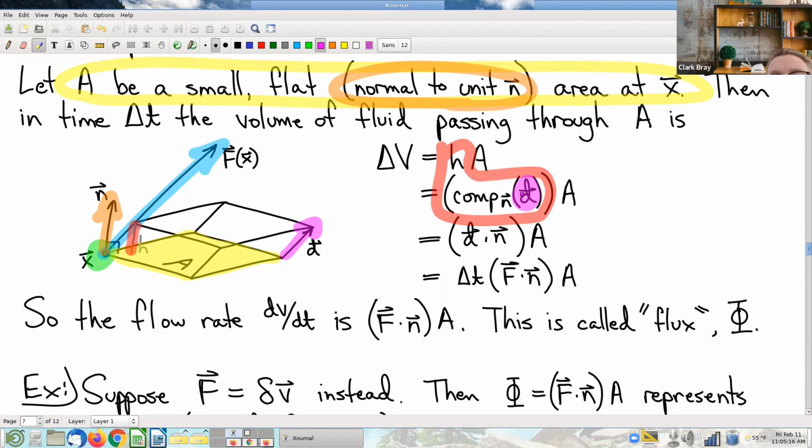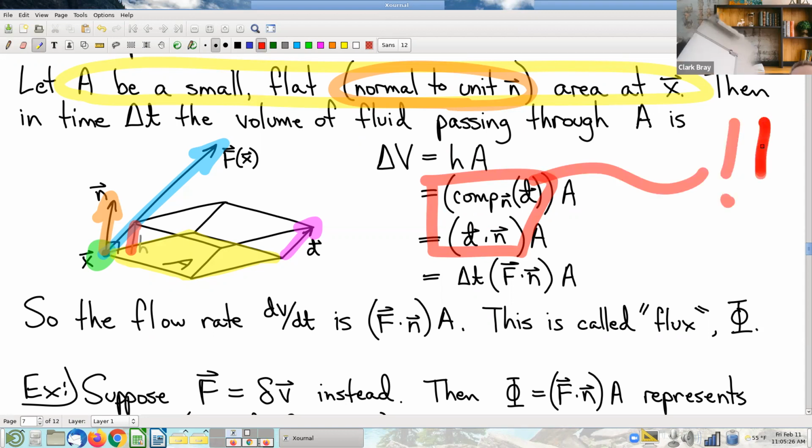How do we compute components? Of course, components are computed as dot products with unit vectors. Now, this is a flashback to chapter 1. Components are dot products with unit vectors, and N is a unit vector.